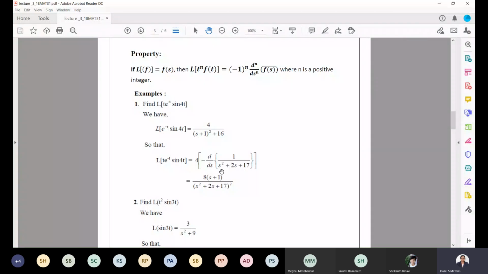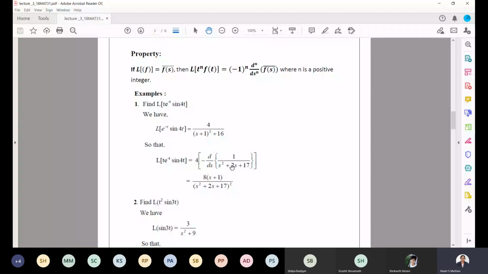So now what do we do? What does d by ds stand for? D by ds stands for differentiation. That's why we differentiate it. How shall we differentiate this term? By the u by v formula, ma'am. U by v form. How do we get it? Try it on your own.